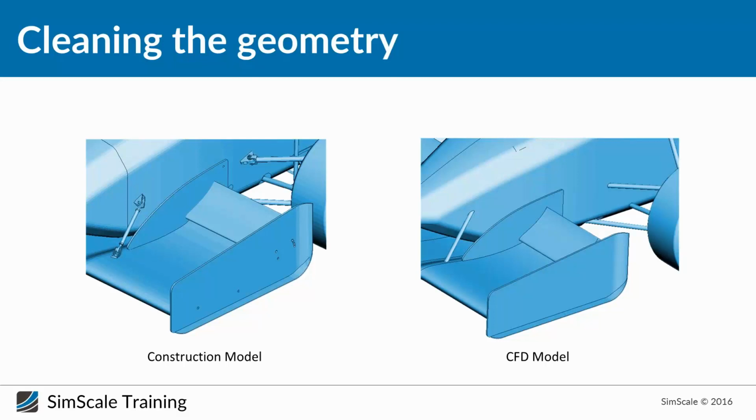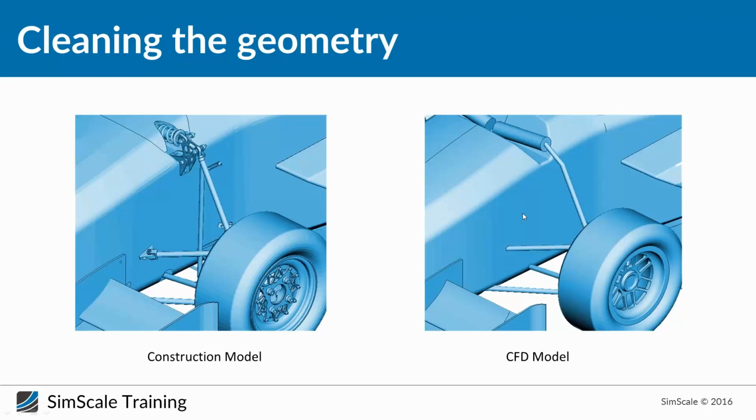So we have to make sure that our model is really clean, and we have to cut all these details that are not really important in our CFD, but are more important for construction side. Also, we can see here clearly more details, and we can see this really significant simplification in the suspension system.